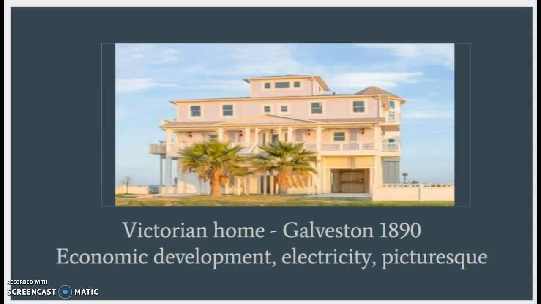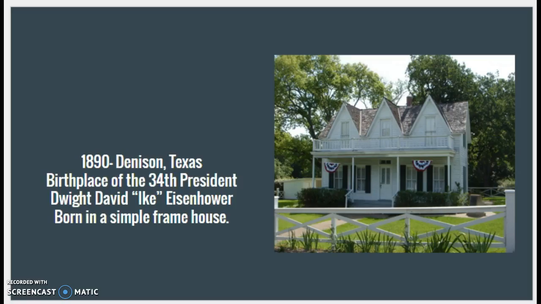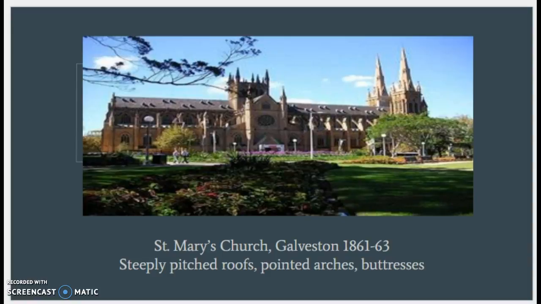Notice the lines of this house. What's so special? Why does it seem like the house is off the ground? Here is the birthplace of President Dwight Eisenhower. It was a simple Victorian home. His dad worked for the railroad.